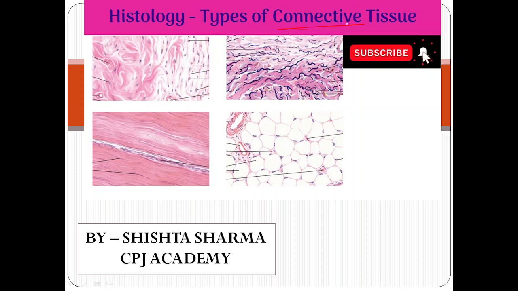In today's lecture, you're going to learn about connective tissues, the types of connective tissues, and majorly the functions that are performed by the connective tissue. So, let's start this chapter.